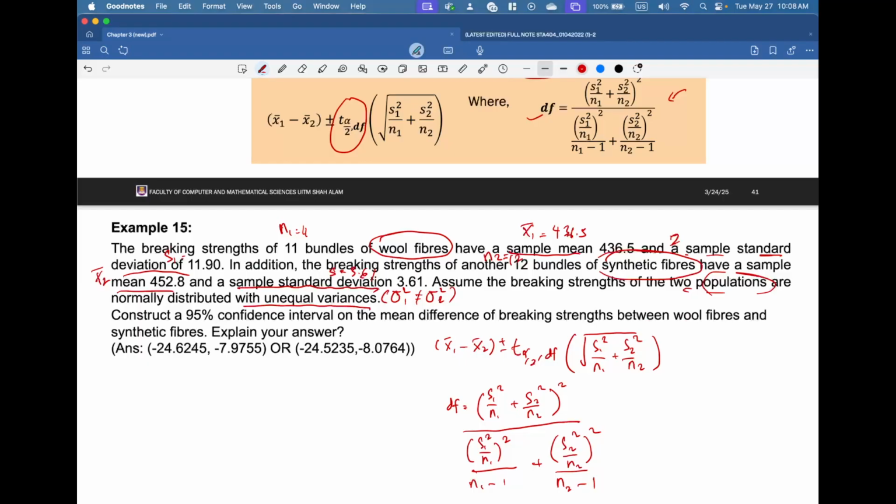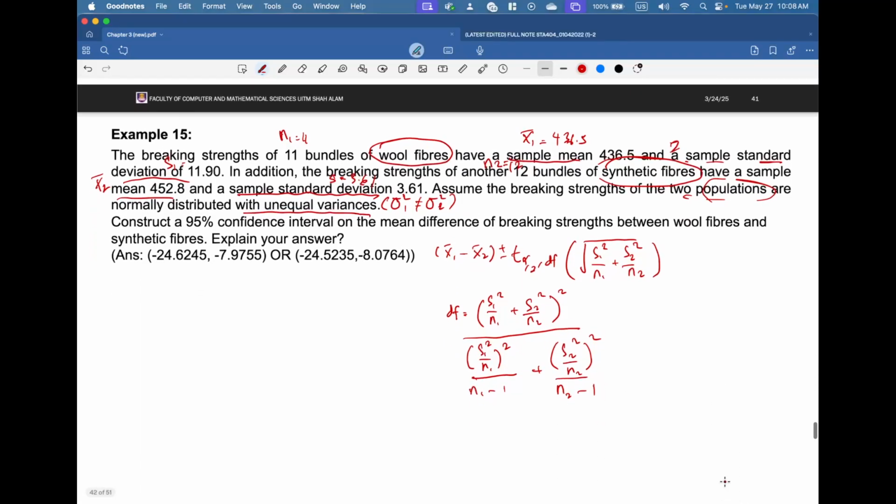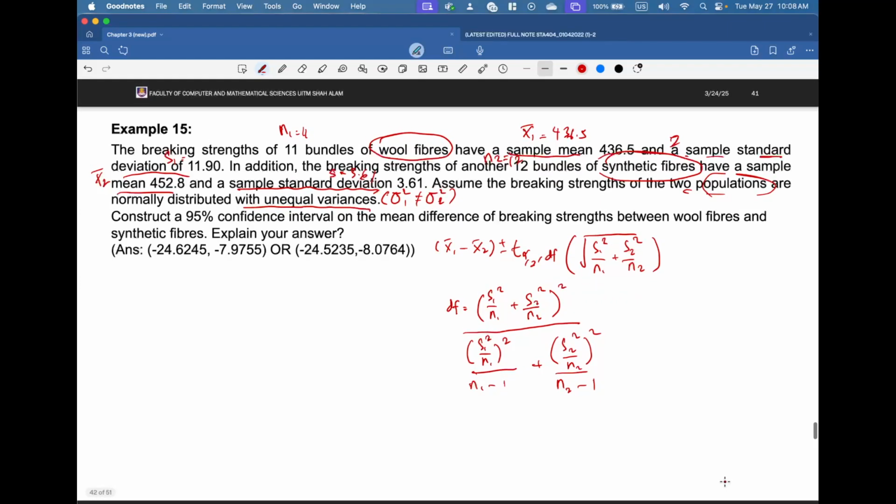If the subscript is 1, the information is from the first group, and if the subscript is 2, the information is from the second group. So let's take a look at the information that we can list out based on our question here. Wool fiber is the first group, while synthetic fiber is the second group, and we list out all the information given to us.